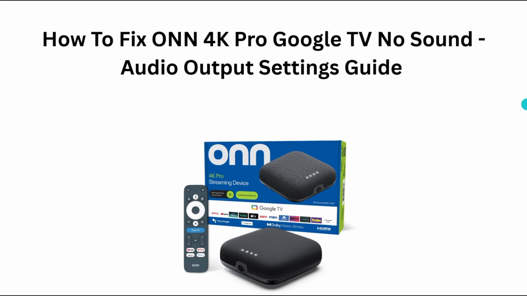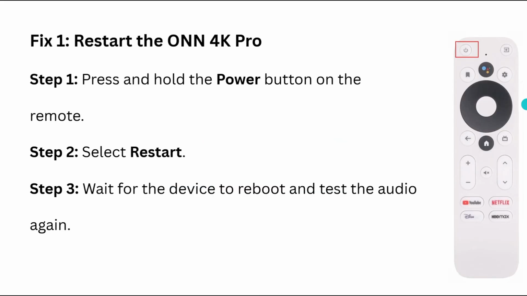Today in this video we are going to see how to fix On 4K Pro Google TV No Sound, Audio Output Settings Guide. Fix 1. Restart the On 4K Pro. First press and hold the power button on the remote. From there select restart and now wait for the device to reboot and test the audio again.